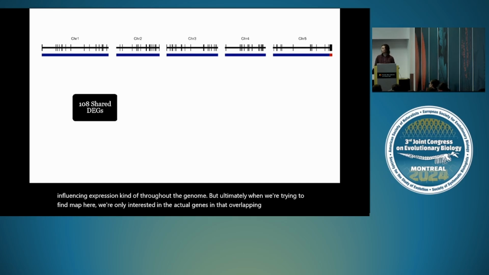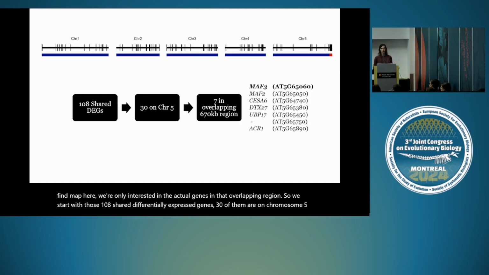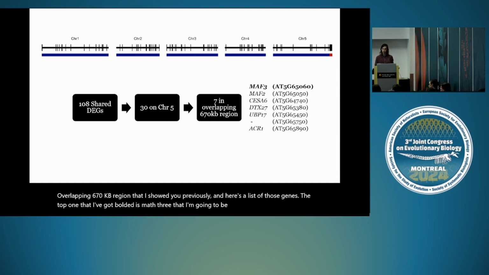So we start with those 108 shared differentially expressed genes. 30 of them are on chromosome 5, but only 7 are in this overlapping 670 kb region that I showed you previously. And here's a list of those genes. The top one that I've got bolded is MAF3 that I'm going to be most interested in for a couple of reasons. One of those is this.